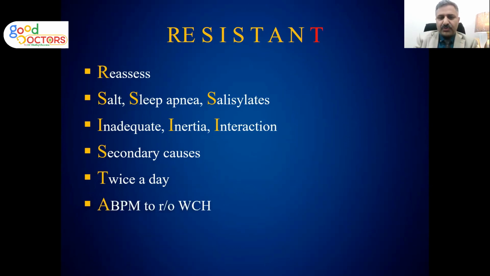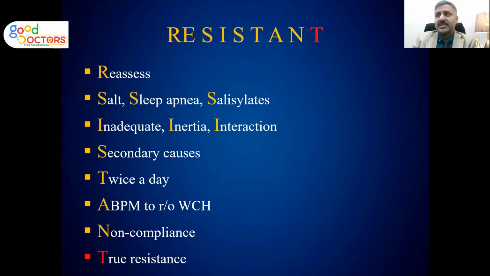And in order to rule out white coat hypertension, do blood pressure monitoring at home, or you could do ambulatory blood pressure monitoring if it's available. And then make sure patients are not non-compliant, because if you have taken care of all of this and patient is not taking the medication, and I have given you the clues, and then you are dealing with the true resistant, and there are different ways to treat with the true resistant hypertension.